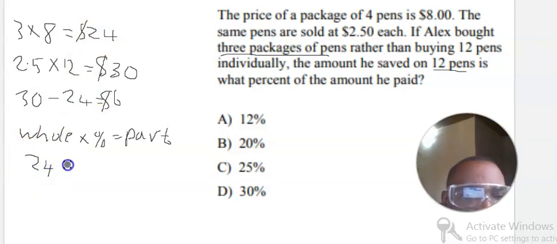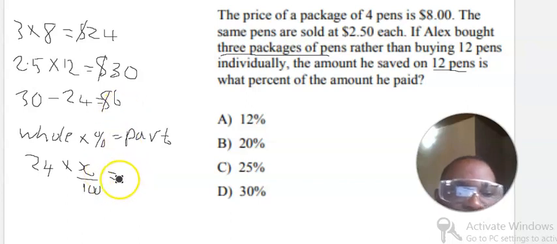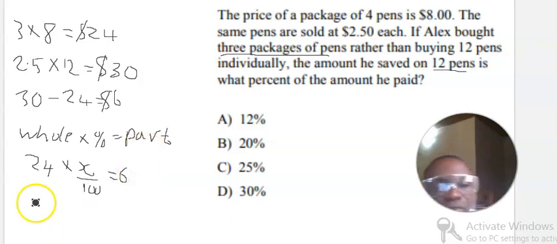Now we don't know the percentage, so let's call it X. So that is 24 times X over 100. Remember, percentage is always over 100. That equals the part. What's the part here? That's the 6. So we are asking: what percent of 24 is 6? That's what we are looking for.